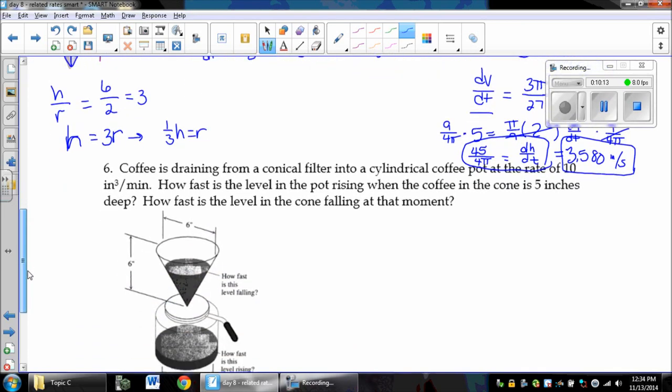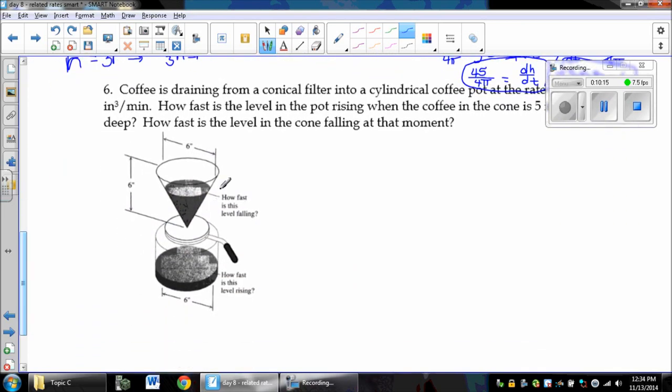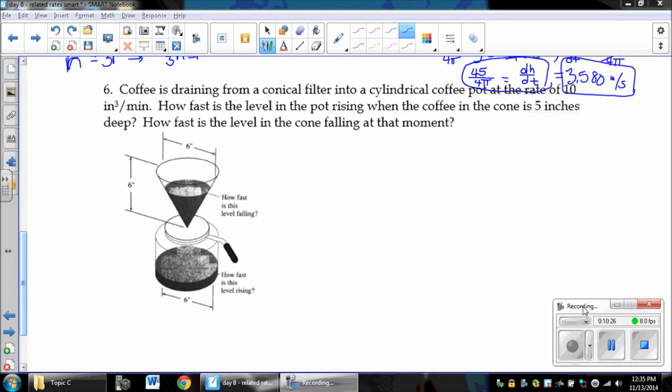All right. Before we get into the next one, I want you to look at it and see what's happening here. And I want you to think about the differences between a cone and a cylinder. So take a second, think about the difference between a cone and a cylinder. I'm going to move that.